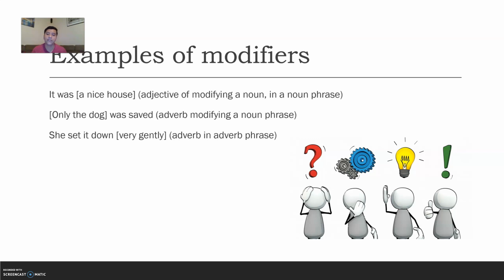Examples of modifiers. It was a nice house. Adjective modifying a noun in a noun phrase. Only the dog was saved. Adverb modifying a noun phrase. She set it down very gently. Adverb in an adverb phrase, which is kind of weird, because this becomes an adverb in an adverb phrase.